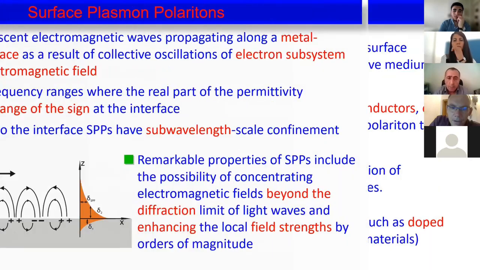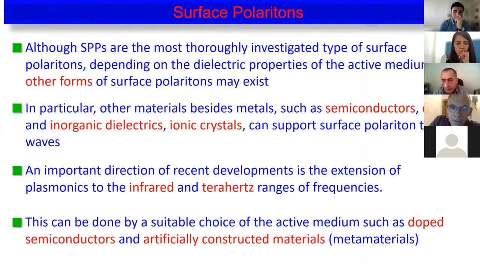Of course, surface plasmon polaritons are the most thoroughly investigated type of surface waves, but other surface waves also can exist. Instead of metal, you can use, for example, doped semiconductors, inorganic dielectrics, ionic crystals, and so on. Related to doped semiconductors, the good thing is that here you can control the radiation frequency by using the density of the doped material. And this can control the plasma frequency of the material. And this means that also you can control the frequency of the surface plasmon polaritons.